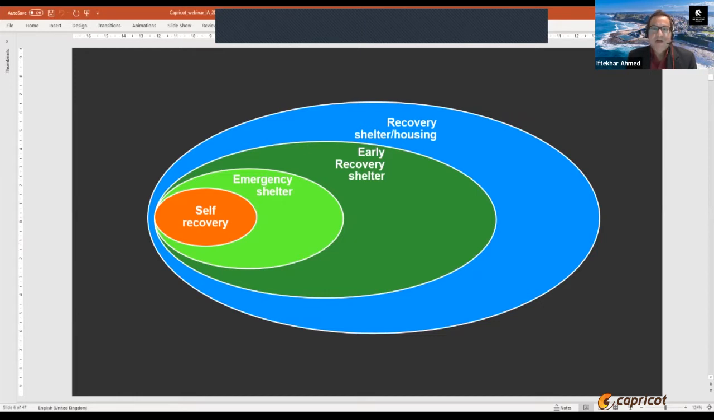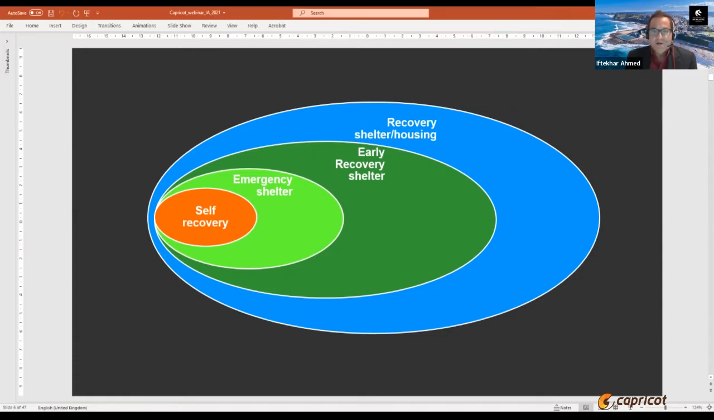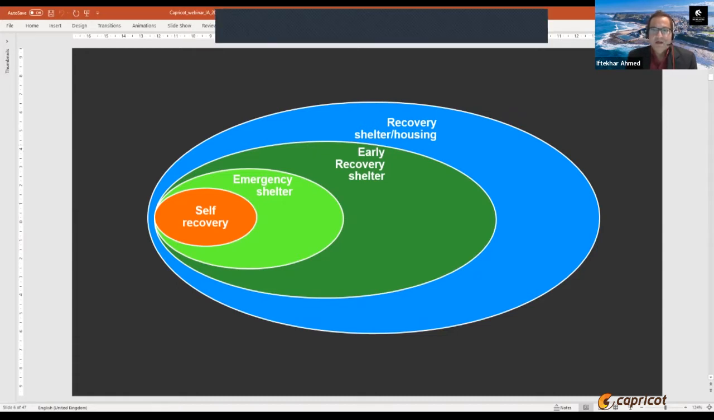And early recovery, the earlier you can start recovery, the better it is. The longer you wait, it gets more difficult because people would have to find some form of accommodation anyway. And this applies across the world, really. And then finally you go to recovery, and then we start calling it housing, no longer shelter, because we are looking at something much more permanent.